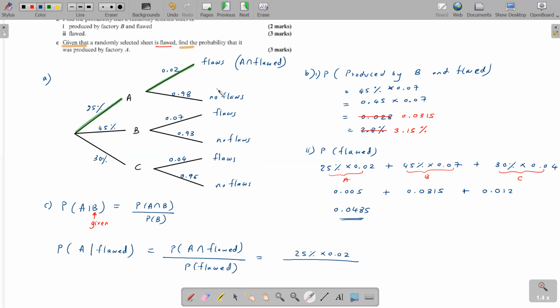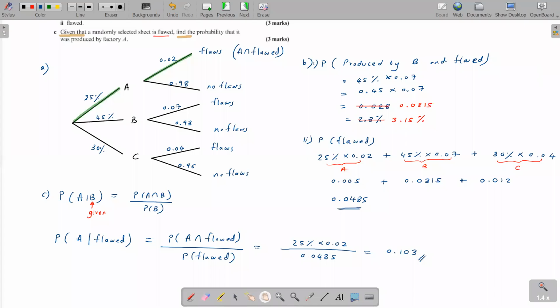So what's the probability of flawed? I think you saw, we found it, right? The probability of flawed means you have to get the total probability of getting a flawed product. That we have already found: 0.0485. All right, guys. Then you can get the answer, which gives you the probability of the product being from factory A, given that the product is flawed. So the answer is 0.103.